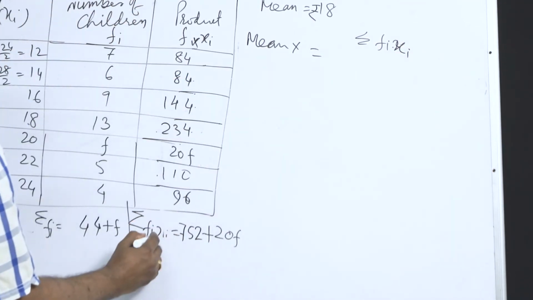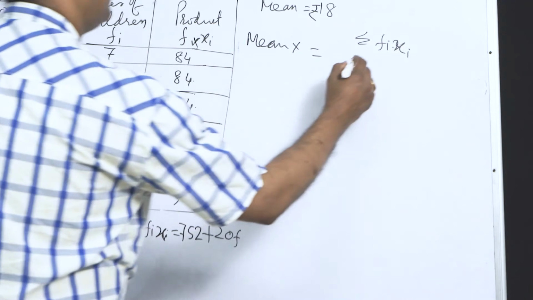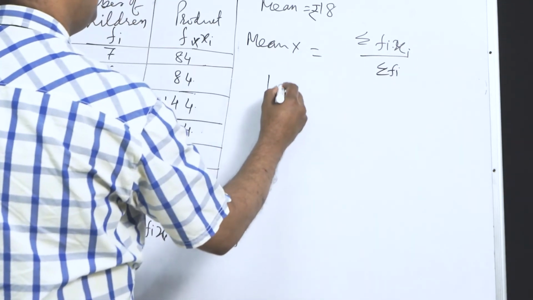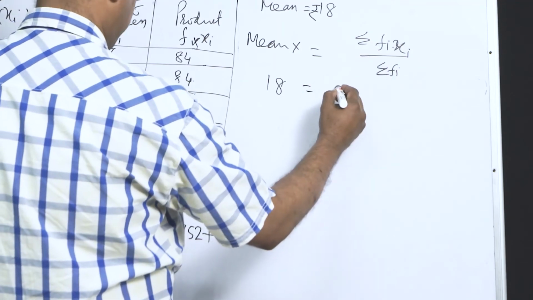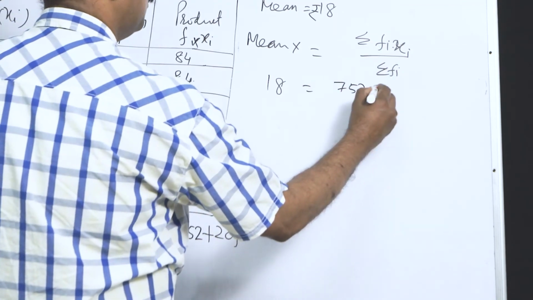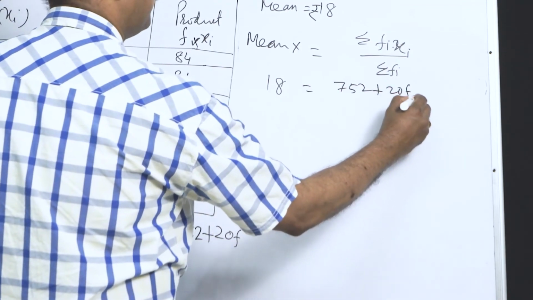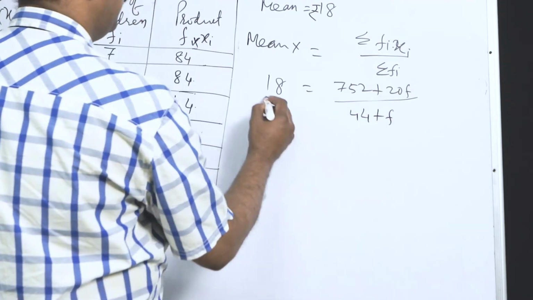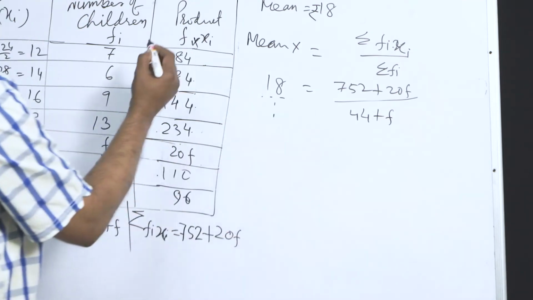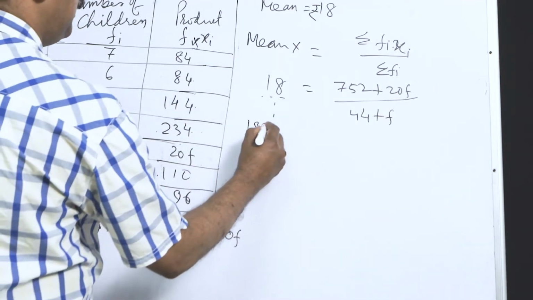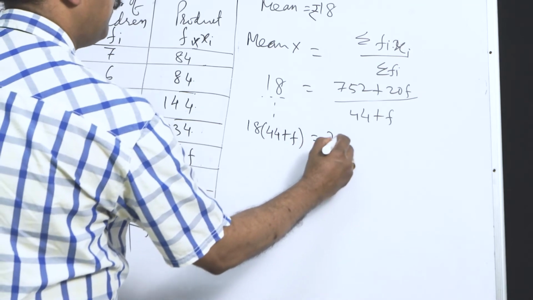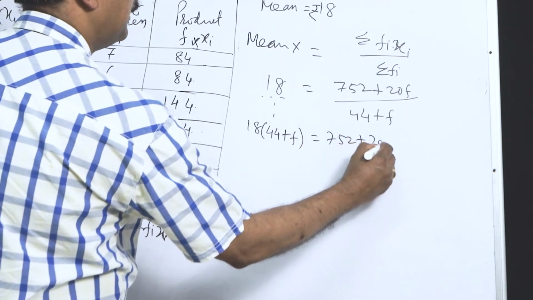Sigma fi xi by sigma fi. So what is the mean value? 18 equals sigma fi xi, 752 plus 20F, by 44 plus F. Think of it as over 1, then cross multiply: 18 into (44 plus F) equals 752 plus 20F.